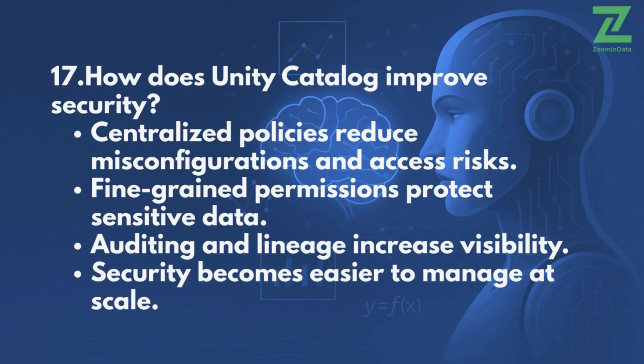How does Unity Catalog improve security? Centralized policies reduce misconfigurations and access risks. Fine-grained permissions protect sensitive data. Auditing and lineage increase visibility. Security becomes easier to manage at scale.